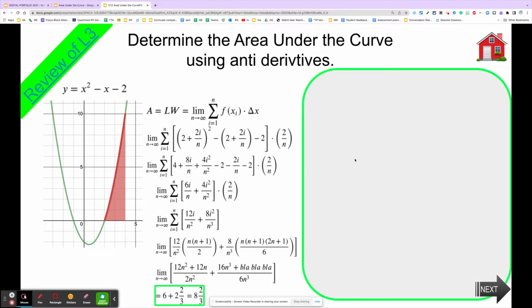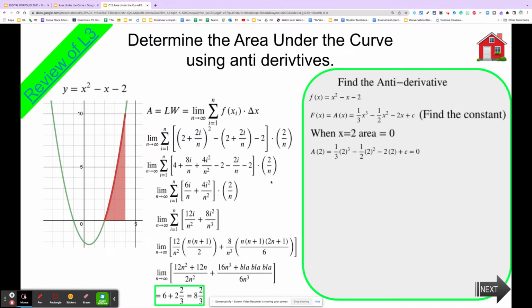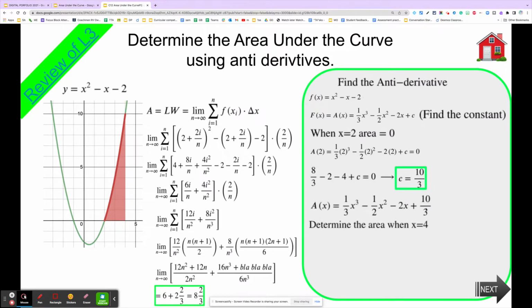All right, and so what we're going to do here is take the function. We're going to take the antiderivative, and then we need to find the constant, which you all did very successfully. We know that when x equals 2, that there is no area enclosed, so that's why we can substitute 2 in for x and set it equal to 0 and then solve for c. And when we do that, we get a constant of 10/3.